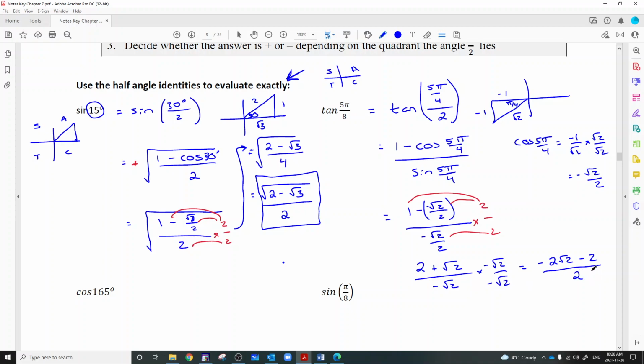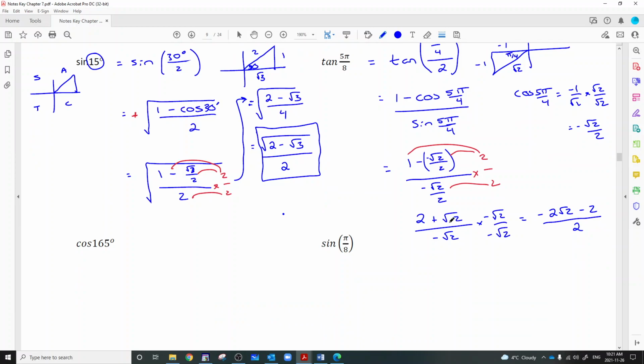Okay, so there's an answer, but I can simplify this. Oh man, it keeps going. So I'm going to pull out a 2 to be left with negative root 2 minus 1. Now I know the rule is that you usually would pull out a negative 2, but I can't simplify with a negative 2, so I'm not going to pull it out. Over 2, and then that would simplify to negative root 2 minus 1.